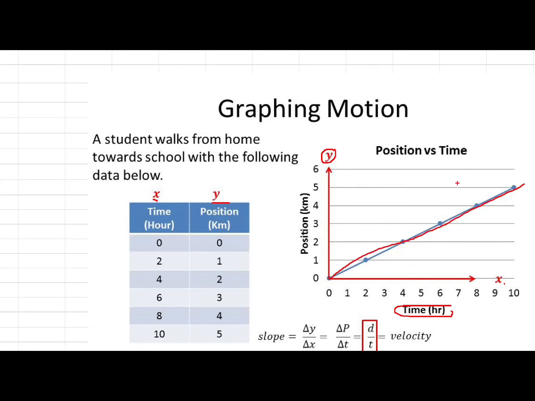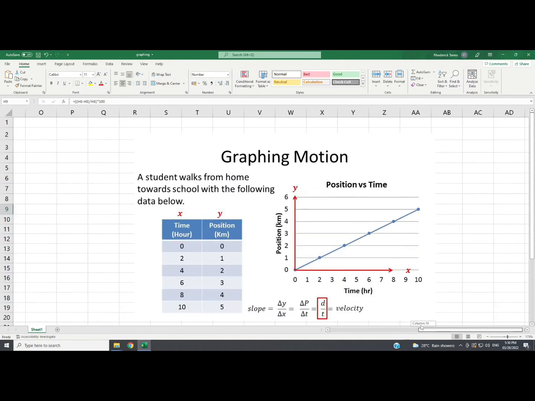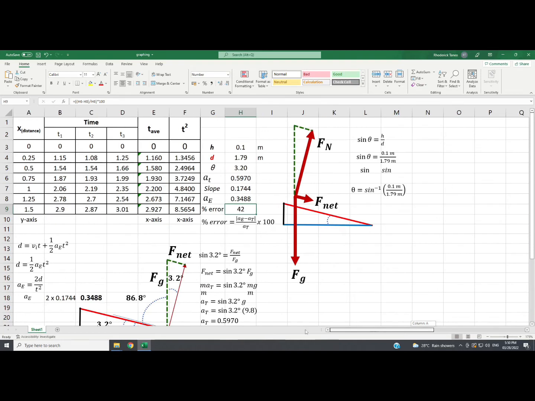In a straight line graph, the slope of a position versus time graph is the distance over time, or the velocity. You follow? So let us check if this graph here is a straight line graph, and the one you are graphing right now is not a straight line graph. So you would be expecting that your graph is a curved graph.